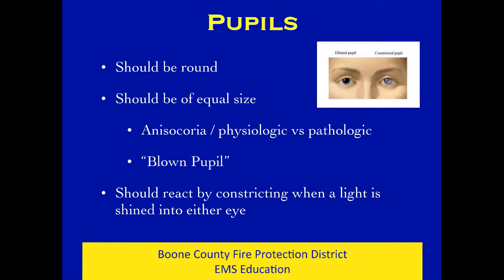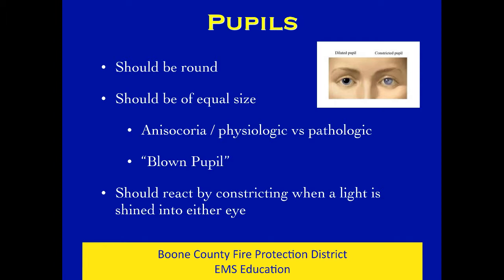So elevated ICP can cause pressure on the nerve that controls the pupil, and the pupil responds abnormally and is then abnormal size, unequal size. So anisocoria technically is unequal sized pupils. That can be a big deal or a normal thing.